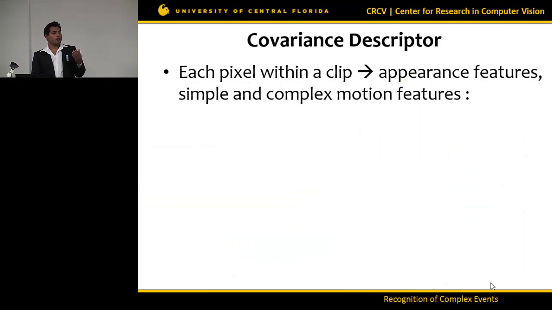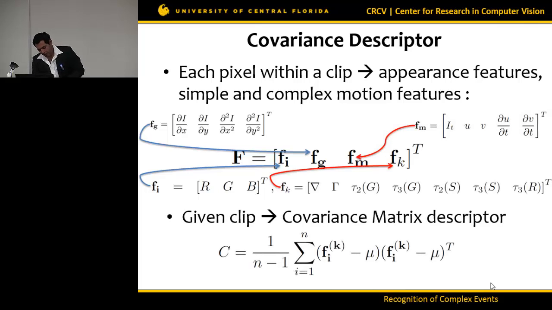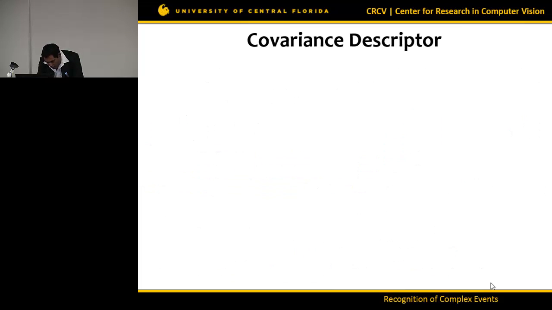Now, given all these features from pixels, we have every pixel in our clip represented in terms of these low-level features. What we do is we concatenate them together in one feature vector, and the components are shown like that. Given this clip, given these features, we can compute a covariance matrix. And the covariance matrix computation is pretty easy. Once we have this covariance matrix, we can compute the descriptor.